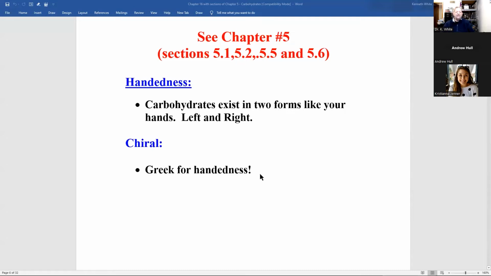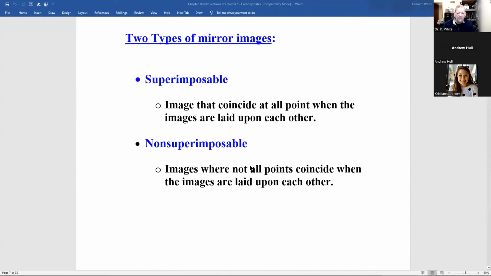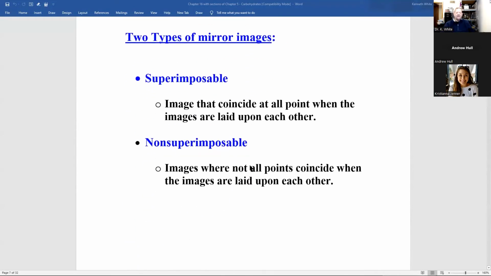Now, on Monday, I talked about chirality. Chiral means Greek for handedness, and you should know this. If you go back in the video, I have that written down. When we talk about mirror images, they can be superimposable, where the object and its mirror image are totally superimposable on each other.